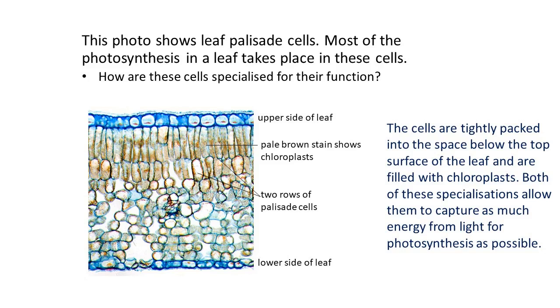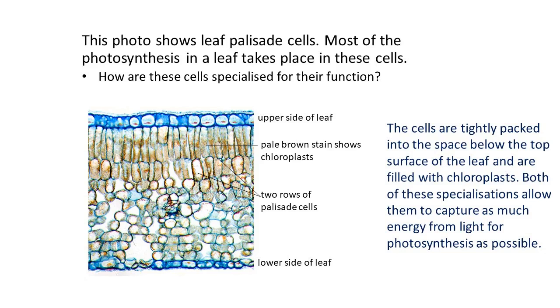So let's have a look at a leaf palisade cell. Just below the surface of the leaf, you'll find thousands and thousands of leaf palisade cells, and they are jam-packed full of chloroplasts. And if you think about what chloroplasts do, chloroplasts are where photosynthesis takes place. So photosynthesis needs sunlight, and for that reason the palisade cells need to be near the surface of the leaf so they can absorb the sunlight.